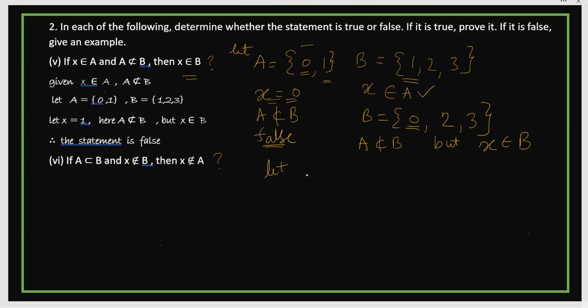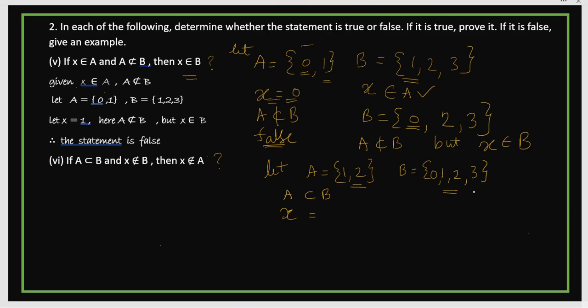Let A equal {1, 2} and B equal {1, 2, ...}. Because A is a subset of B, all the elements of A will be in B also. So 1 and 2 are there, here also there. So the first statement is valid.